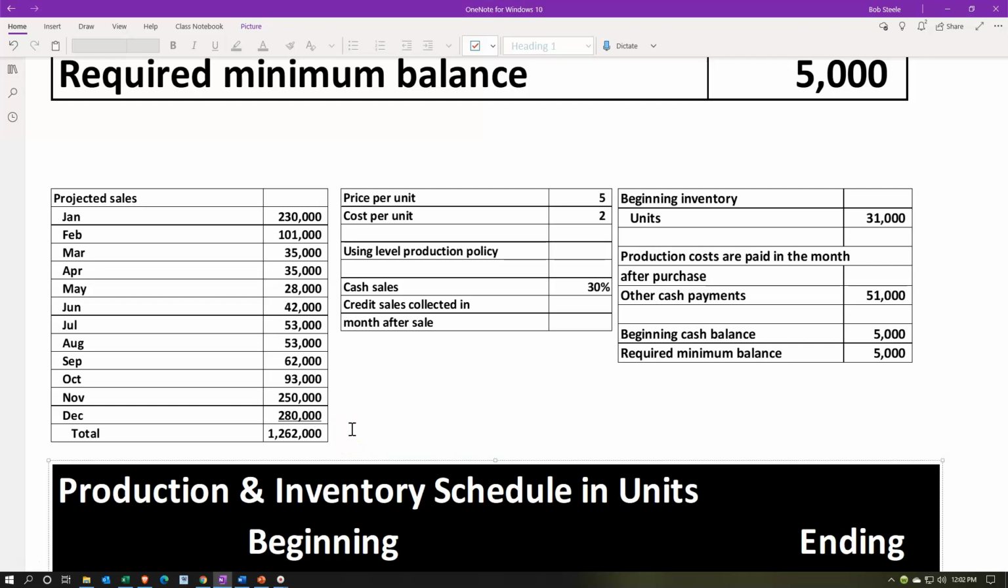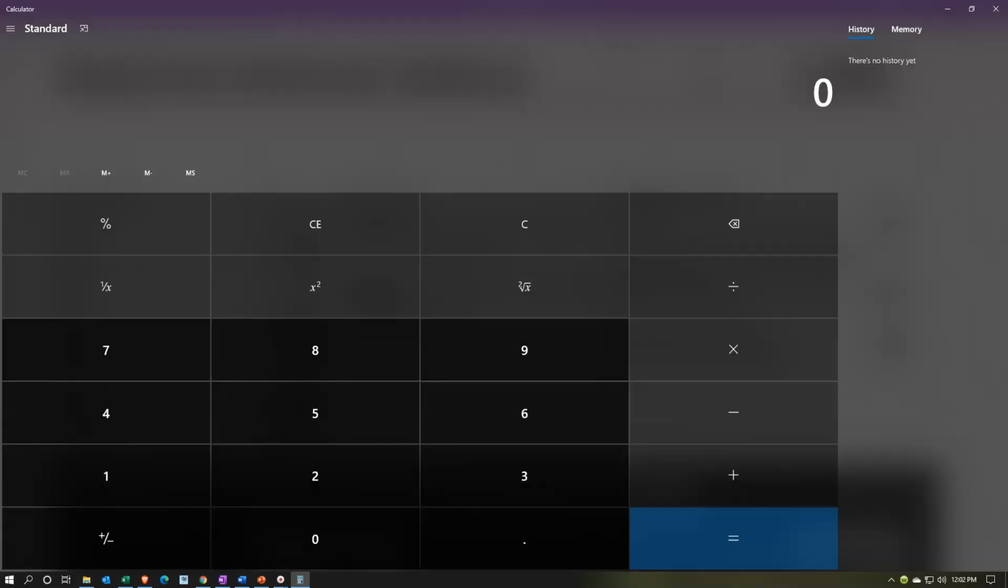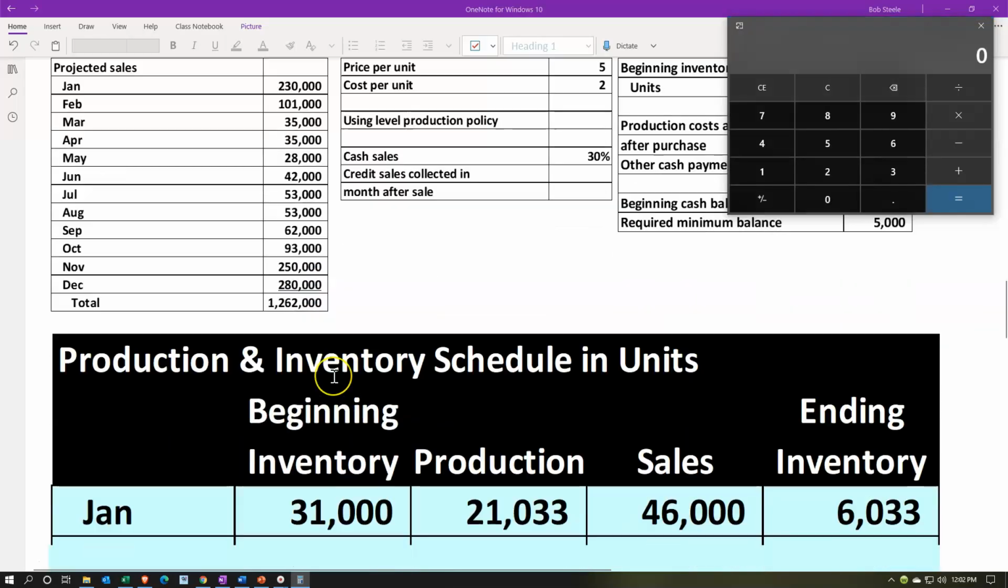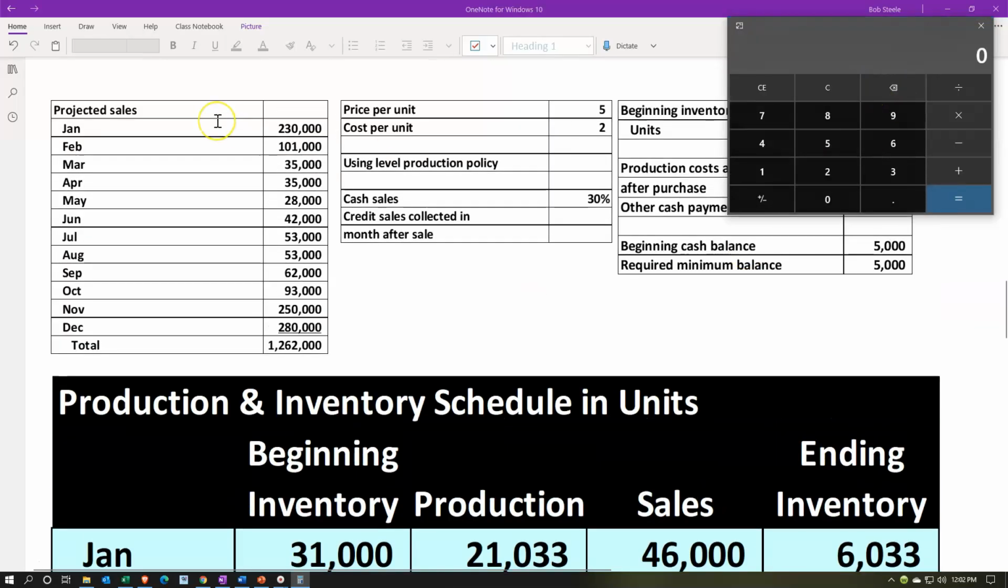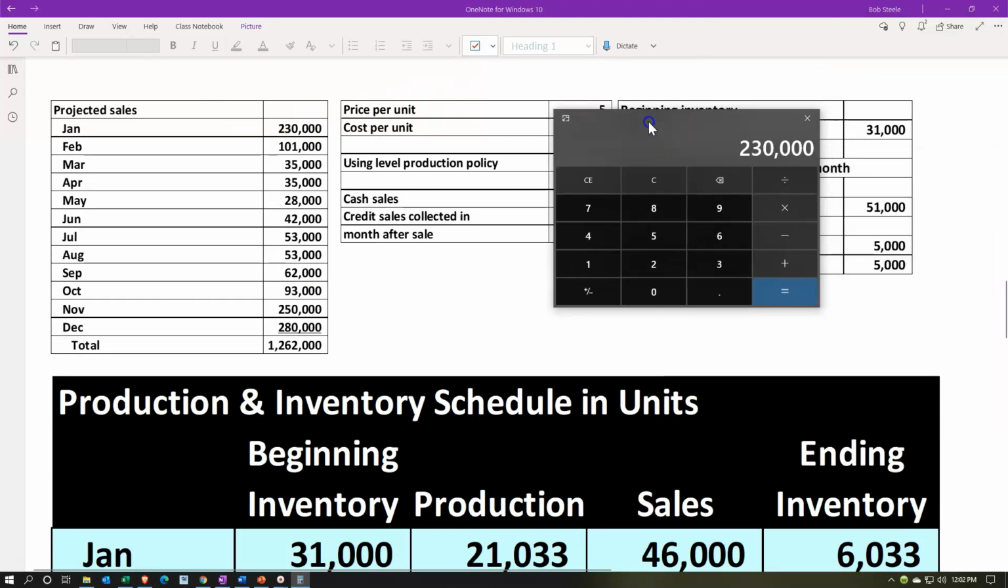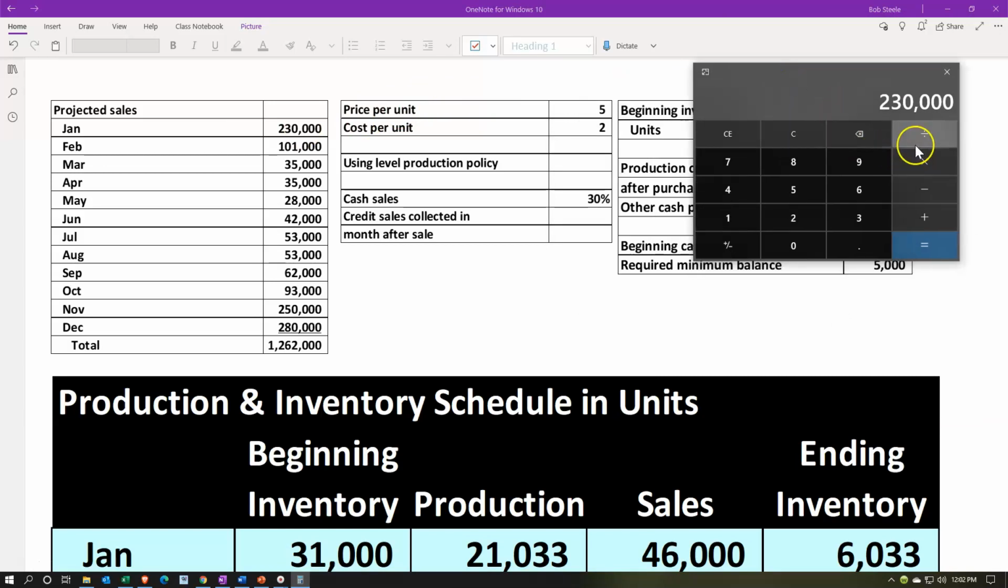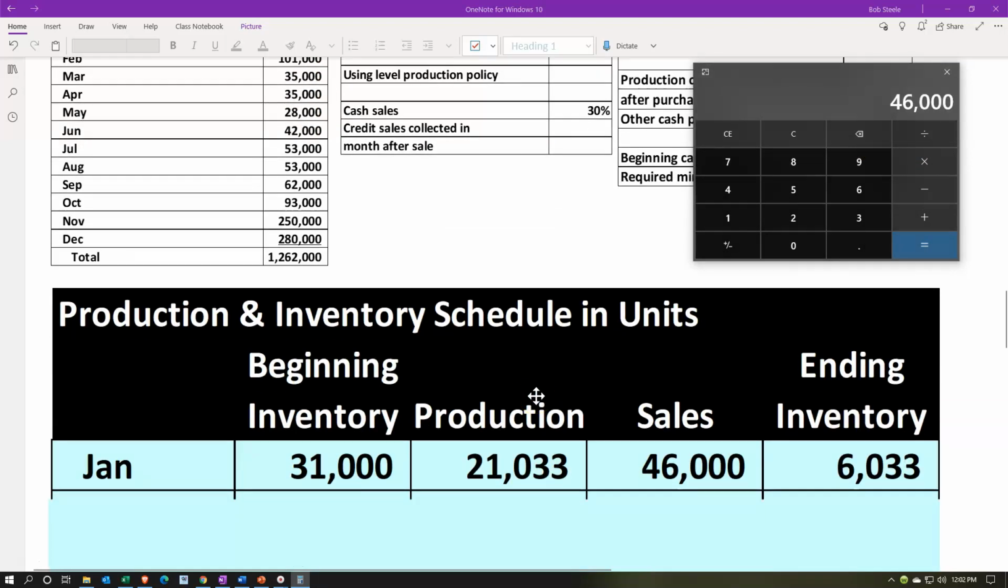The 1,262,000, that's in dollars. Now we've got to convert that into units so we can think about our production schedule. Let's do that for January. We're going to have the 230,000 up top. So I'm going to pull out the giant calculator here. If we take that 230,000 and we say that we're going to sell our units for $5 each, I'm going to divide that by 5 because this is the dollar amount. If I divide it by the $5 per unit, we get to the unit amount, which is going to be the 46,000. So we're going to have the 46,000 that we think we sell in January.